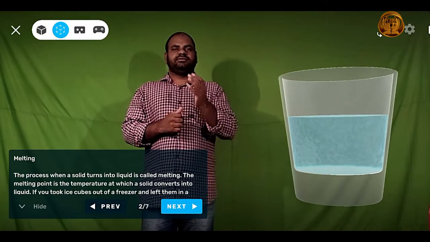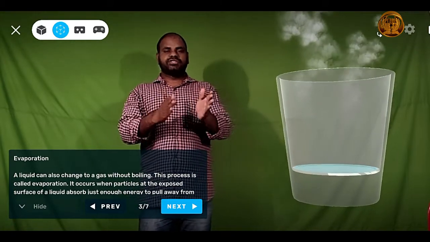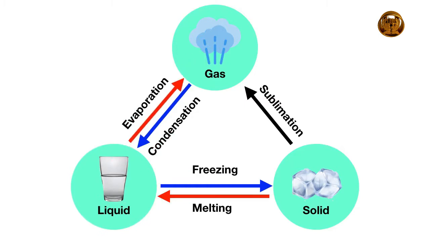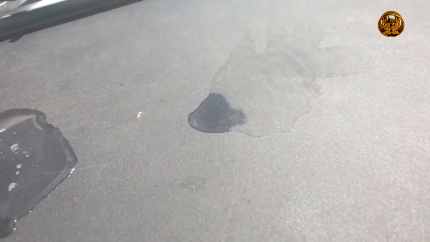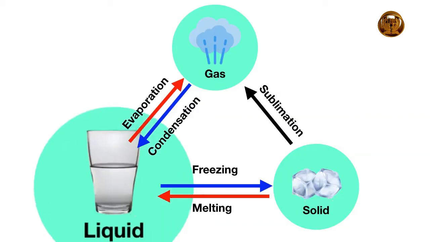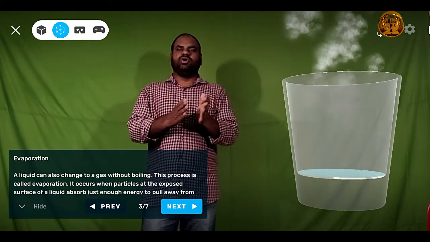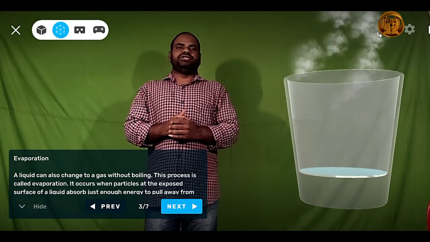And next, evaporation. Evaporation is the process of changing liquids to gases at any temperature, not a constant temperature, children. For example, when the room is cleaned with water, after some time we can't see the water. The water disappears. Where has the water gone? The water in liquid form, due to the change in temperature and absorbing energy from the surroundings, changes into water vapor. So the water changes into water vapor after cleaning the room, and this is an example of evaporation.